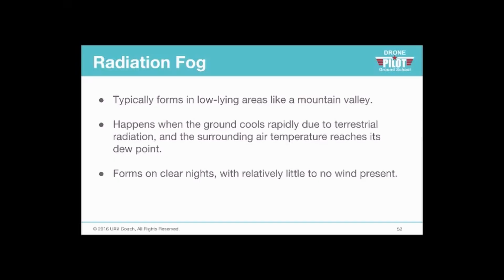So you may see this fog over parking lots. Radiation fog typically forms in low-lying areas, like a mountain valley. And it's going to happen when the ground cools rapidly due to terrestrial radiation and the surrounding air temperature reaches its dew point. Radiation fog happens on clear nights with relatively little to no wind present. Then as the sun rises in the morning and the temperature increases, radiation fog lifts and eventually burns off. Also, an increase in wind speed can speed up the dissipation of radiation fog.